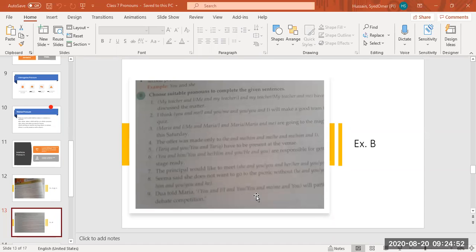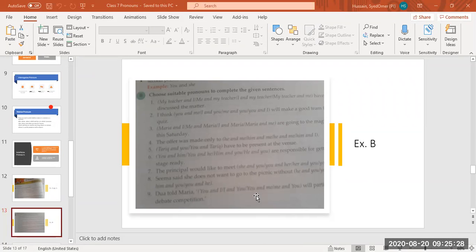My teacher and I, me and my teacher, I and my teacher and me have already discussed the matter. Right option: my teacher and I. Correct. As I've always told you, it's always my friends and I, my father and I, my brother and I. You have to put I. You will not put me. We cannot start a sentence with me. Remember, my teacher and I.